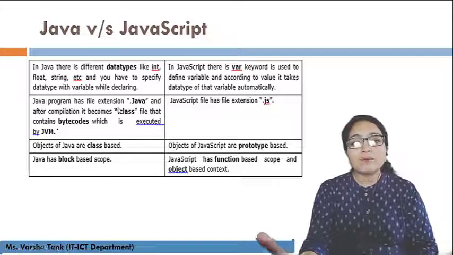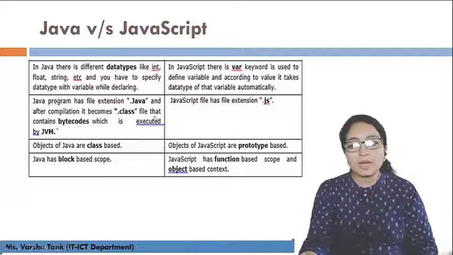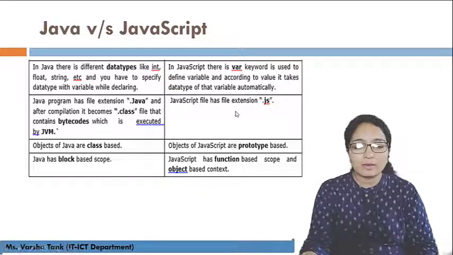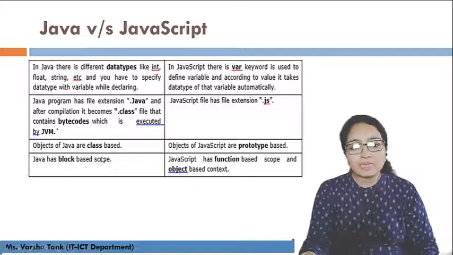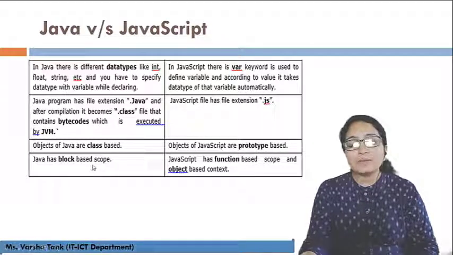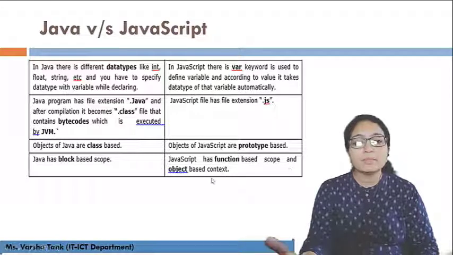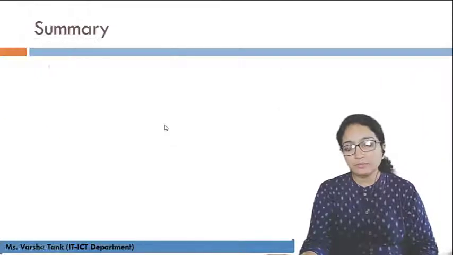A Java program has the file extension .java, and after compilation it becomes a .class file that contains the bytecodes, which are executed by the Java virtual machine. A JavaScript file has the extension .js and it is executed by the browser. Objects in Java are class based and objects in JavaScript are prototype based. Java has block based scope and JavaScript has function based scope and object based content. So this is the difference between Java and JavaScript.